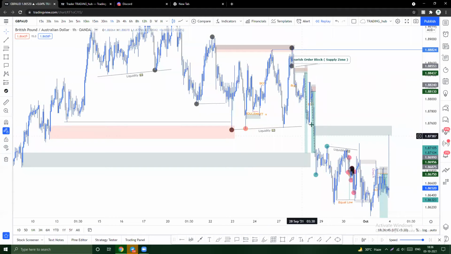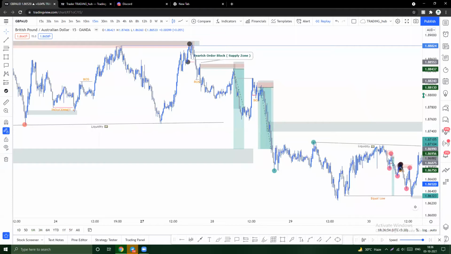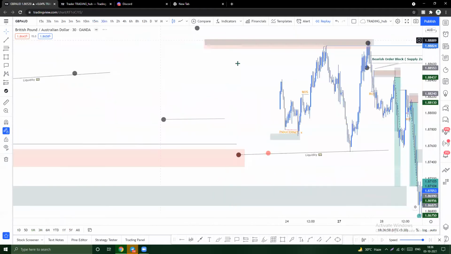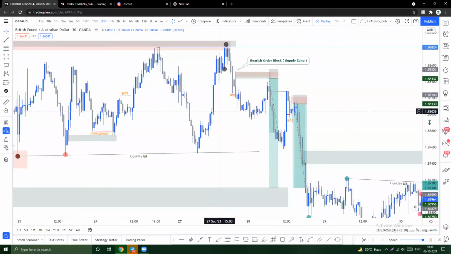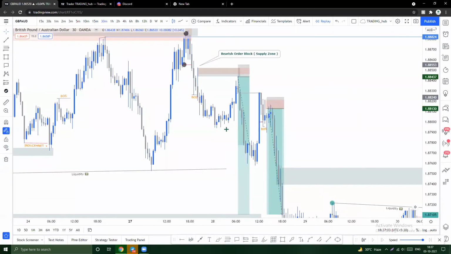Okay. So price mitigated here and pushed to the downside, showing some reaction on the downside. Then I see, in a 15-minute, another entry to scale the position right here. Market broke this low, pushed to the upside and mitigated this supply zone.